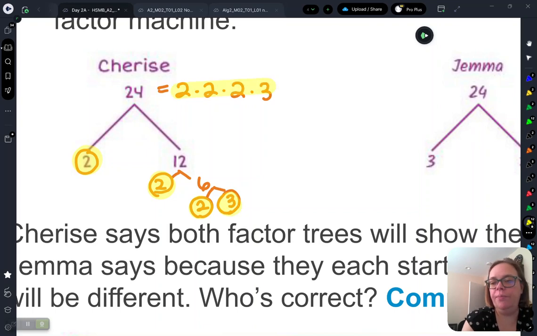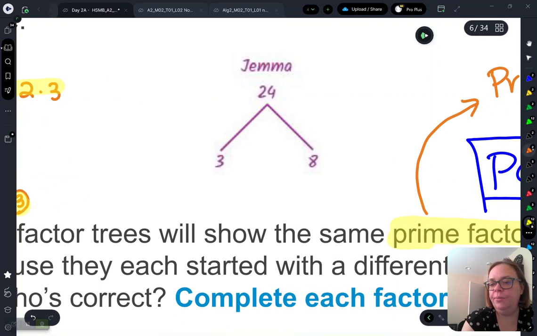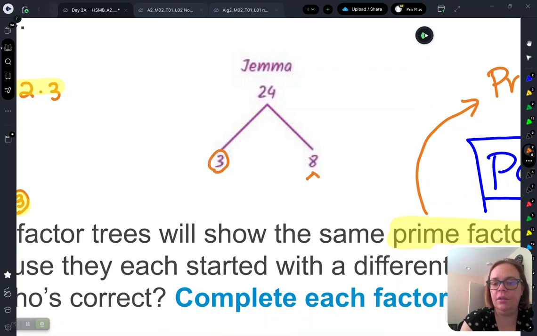So let's look at Gemma. 3 is prime. I'm going to circle it. 8 is 2 times 4. 2 is prime. And 4 is 2 and 2.